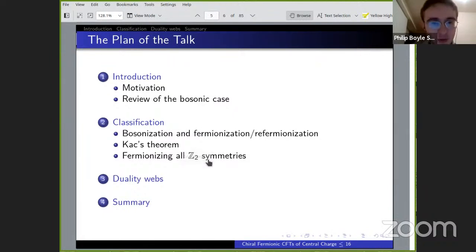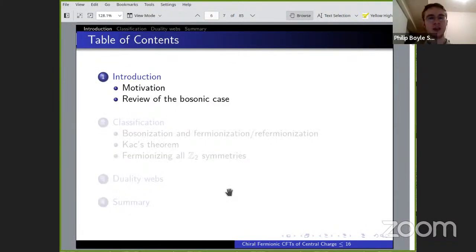And then we'll turn to the main technical tool we use to find these Z2 symmetries, called Kac's theorem. Basically, we'll use Kac's theorem to find all Z2 symmetries, and then we'll fermionize them to get our list of CFTs. Then finally, I'll wrap up by looking at the duality webs and summarizing with some open questions. So here we go.